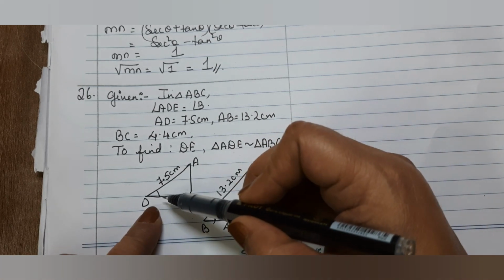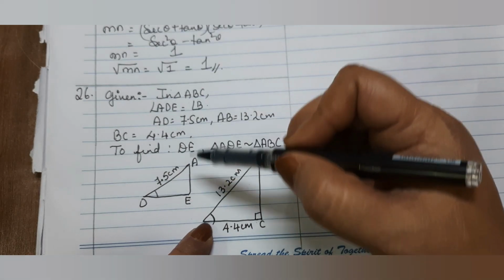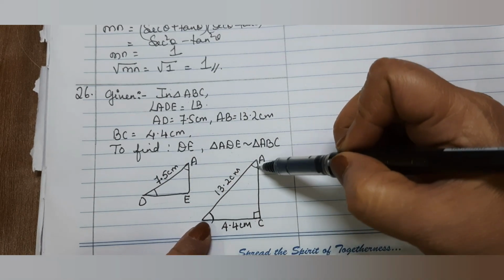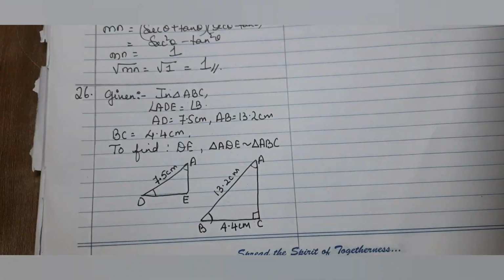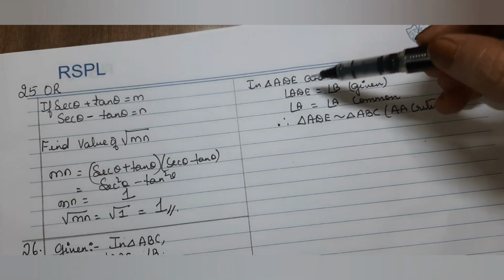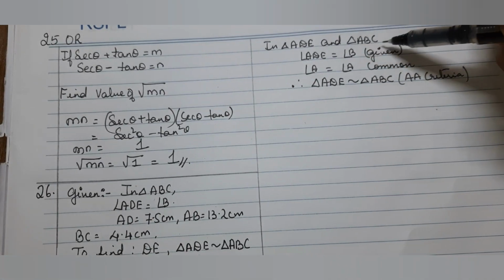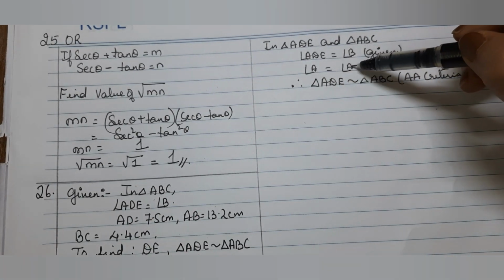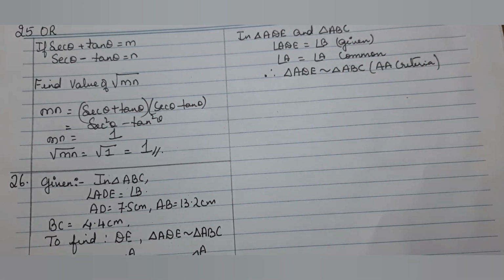double A criteria will be used, that is angle D is equal to B, that is given over here, and angle A is equal to angle A, which is a common angle for both the triangles. Angle A is equal to angle A, so we will take double A criteria. So this is given, angle ADE equal to angle B and angle A equal to angle A, common angle, just now I showed you. So by double A criteria they are similar.